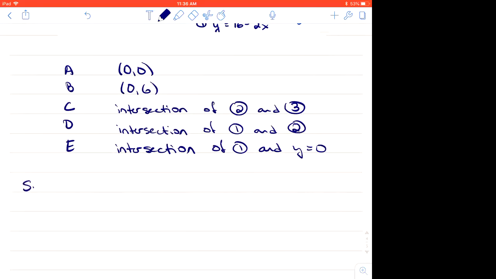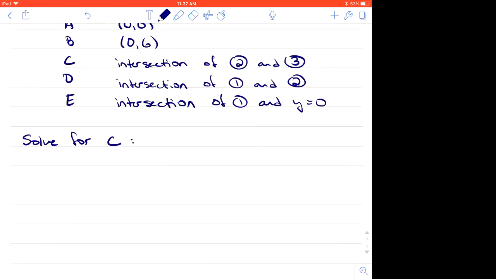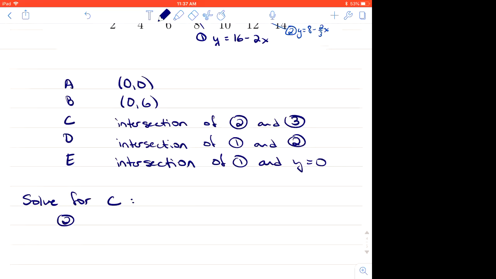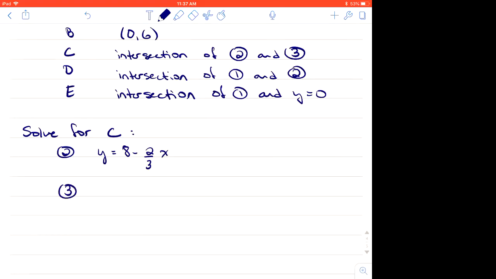So solve for C. Right, so now I'm just going to work through these methodically. And so solving for C, the intersection of line 2, was y equals 8 minus 2 over 3x. And line 3 was y equals 6.